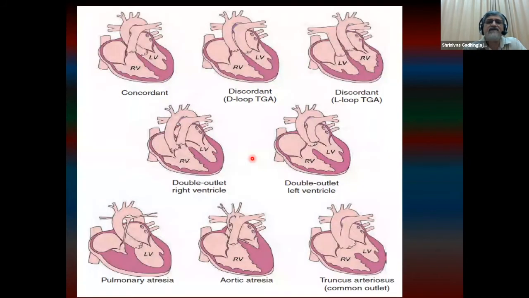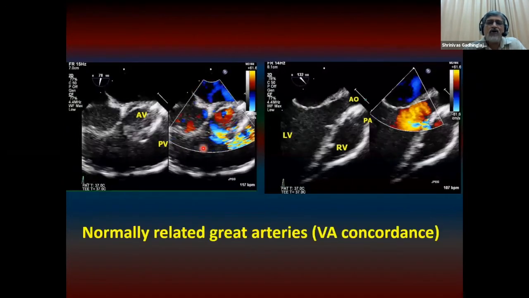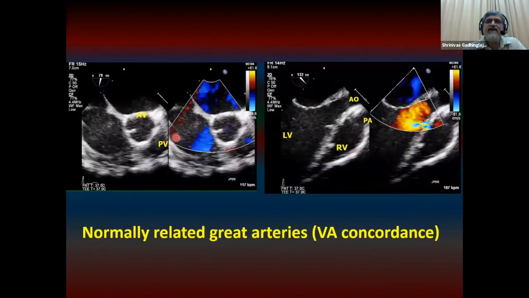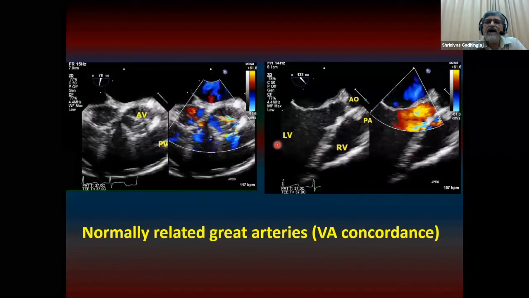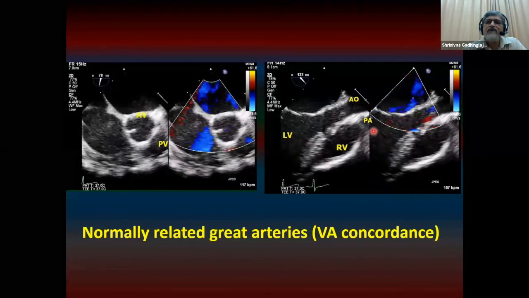We'll see some of these. There are so many VA connections. We'll see them one by one. This is normally related great arteries. There is a VA concordance. That means the aorta is committed to the LV and the pulmonary artery to the RV.